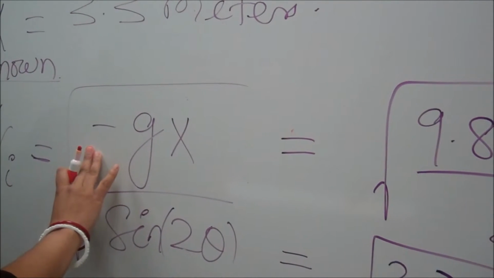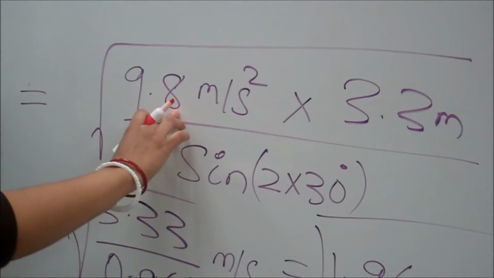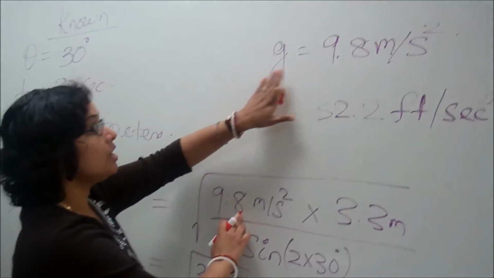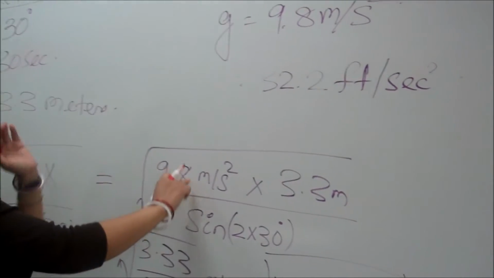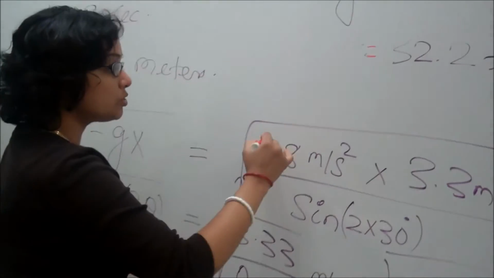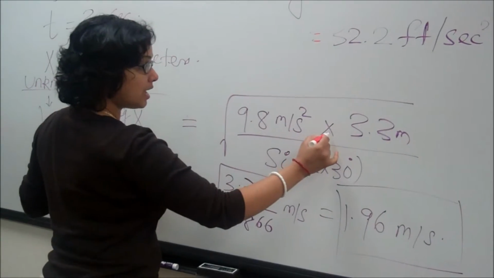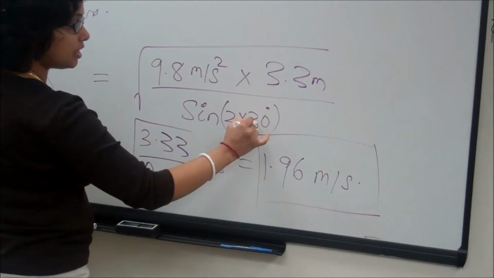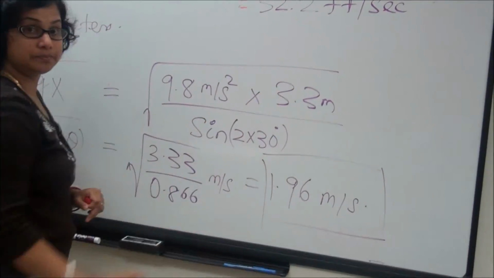This is the formula we're going to use, and after plugging in the values, g is 9.8. Because we are using everything in metric, g, the acceleration due to gravity, is 9.8 meters per second squared. If we would have used the English system, then g would have been 32.2 feet per second squared. So since we are using the metric system here, our g is 9.8 times x, which is the displacement, 3.3 meters, and replacing theta with the 30 degree value. This is what we are going to get.